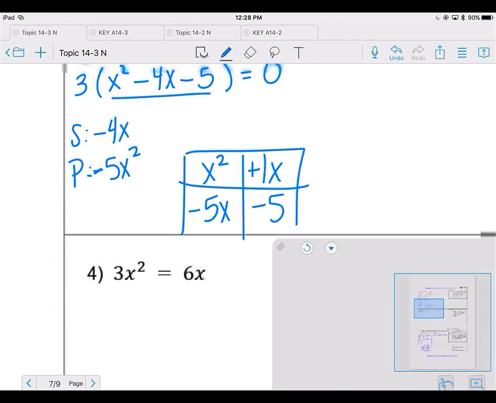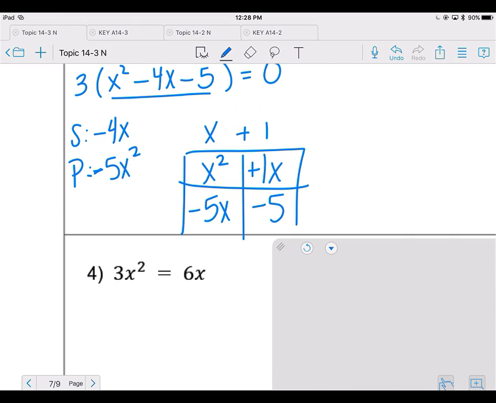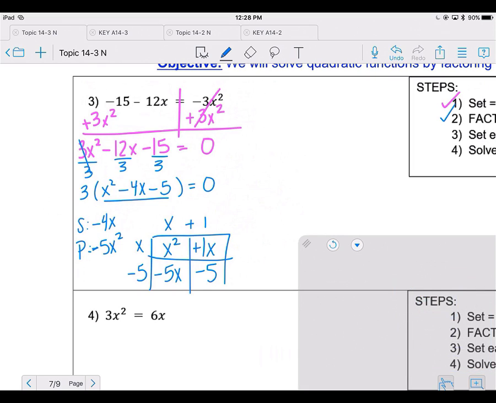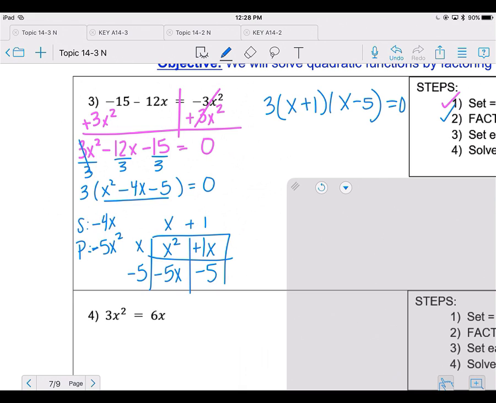From here, I factor out my GCFs. So x and 1, x and -5. So I am now done factoring. My factors are x plus 1 and x minus 5.